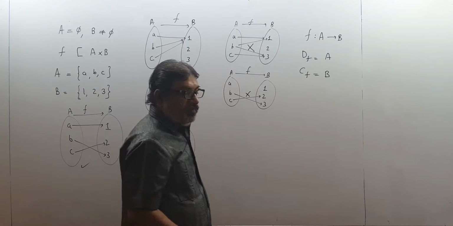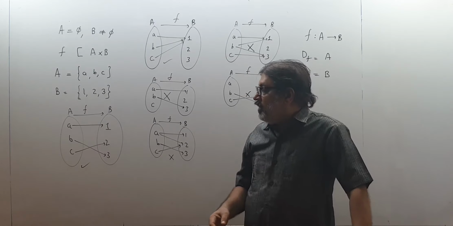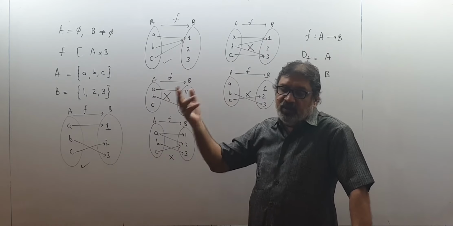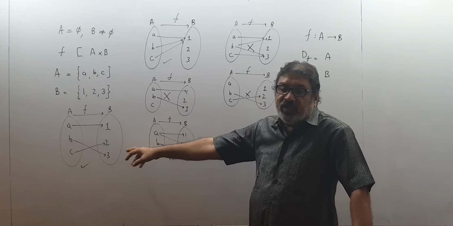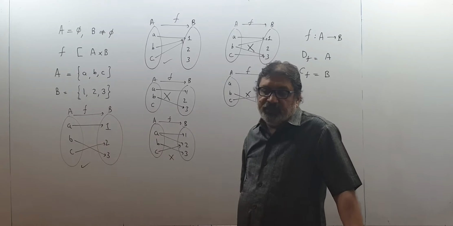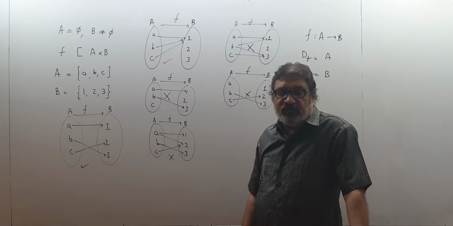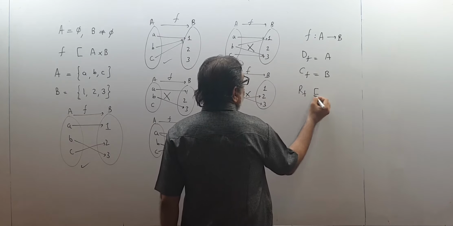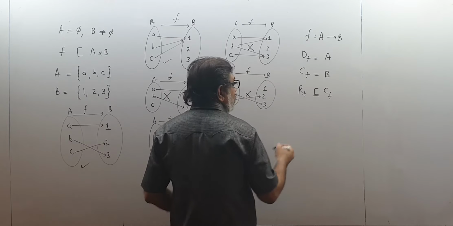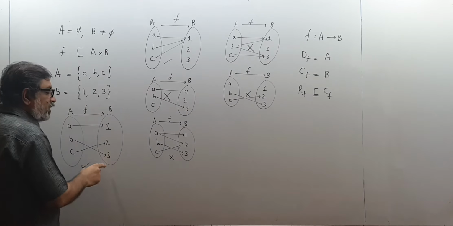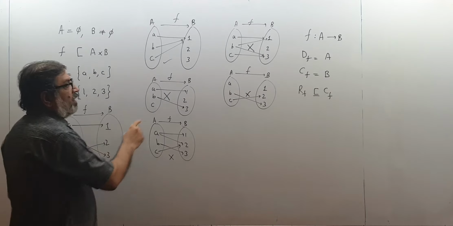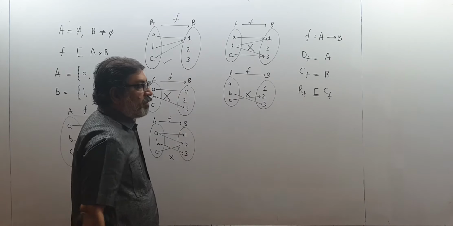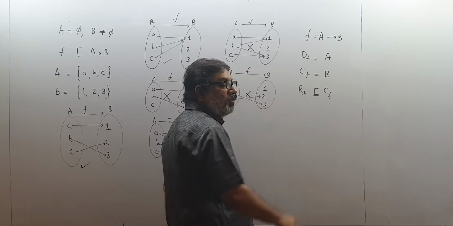These are not at all functions. So how to get range? All those elements of codomain which are shot at, or whatever elements of codomain are corresponding to some elements of domain, those elements are included in the range of the function. And you can very well see that the range of the function will be equal to or a subset of codomain of the function. Here range is 1, 2, 3, codomain also 1, 2, 3, so they are equal. Here codomain is 1, 2, 3, while range is only 1, so range is a subset of codomain. So range is a subset of codomain or equal to codomain, both the things can happen.